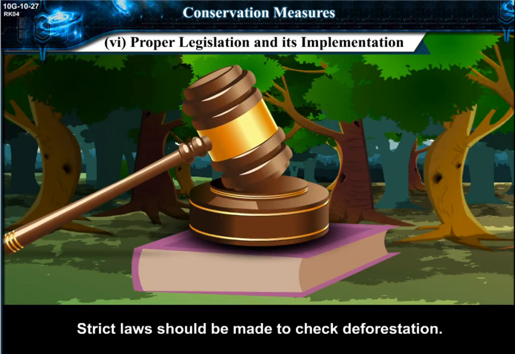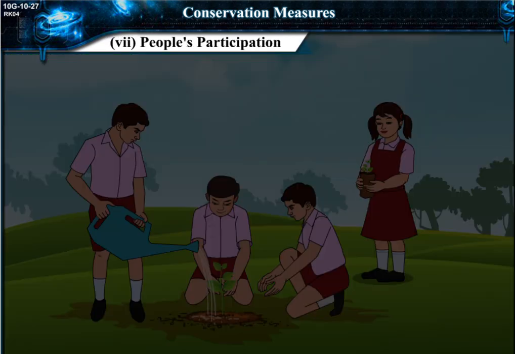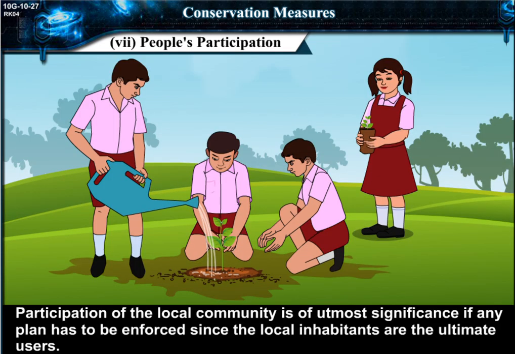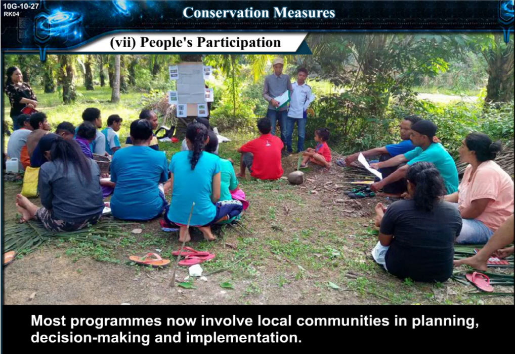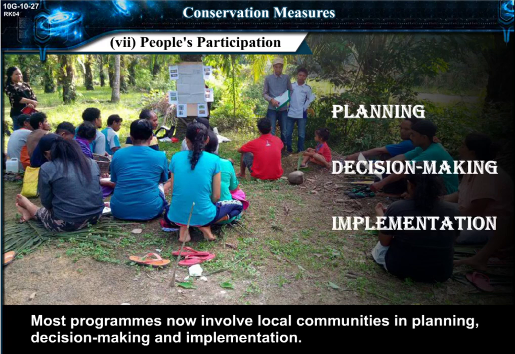Strict laws should be made to check deforestation. Proper care should be taken to see that these laws are strictly implemented. Seventh, people's participation. Participation of the local community is of utmost significance if any plan has to be enforced, since the local inhabitants are the ultimate users. Most programs now involve local communities in planning, decision-making, and implementation.